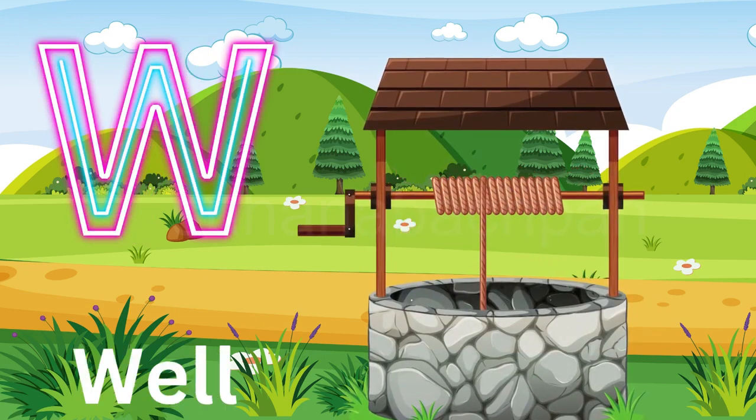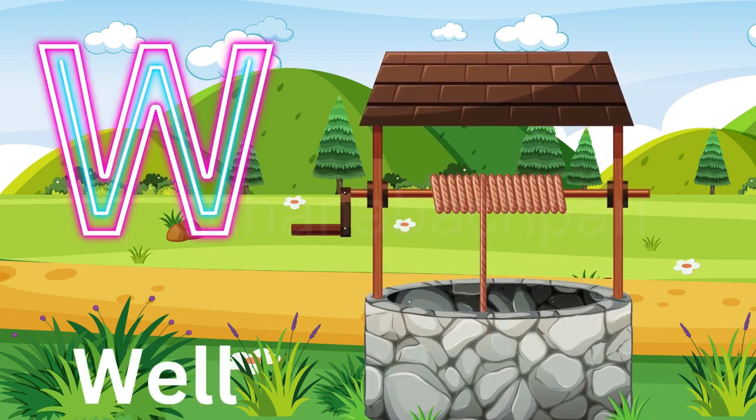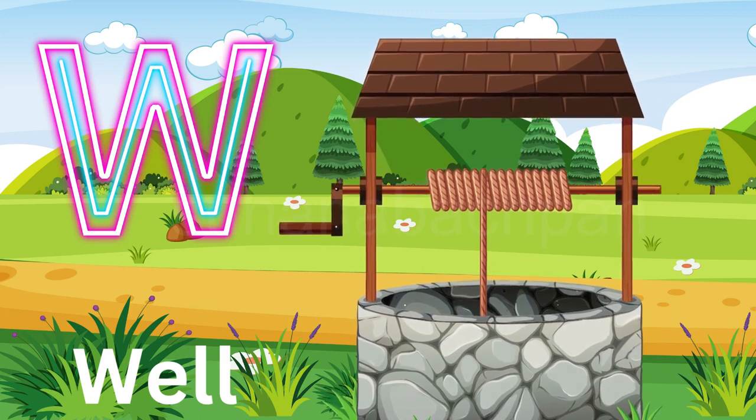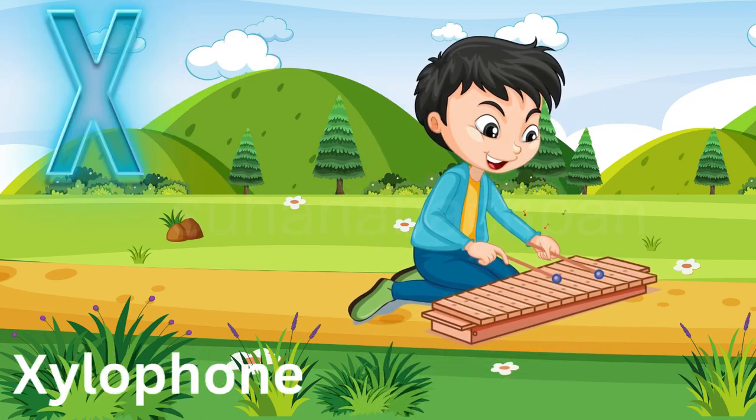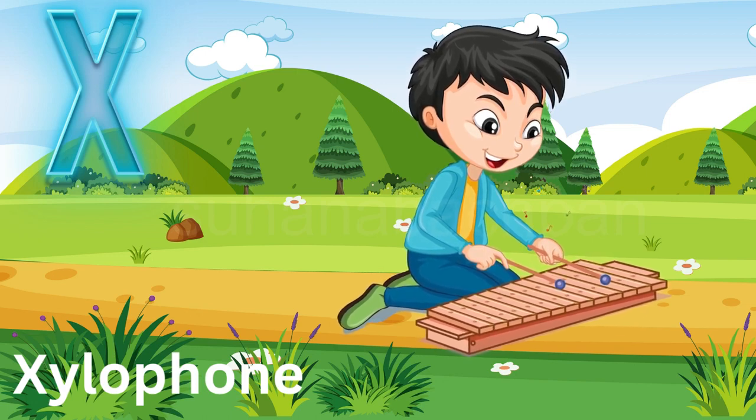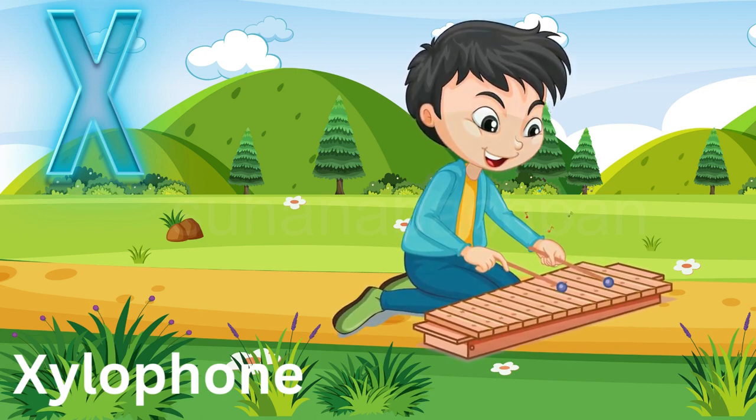W is for well. W, w, well. X is for xylophone. X, x, xylophone.